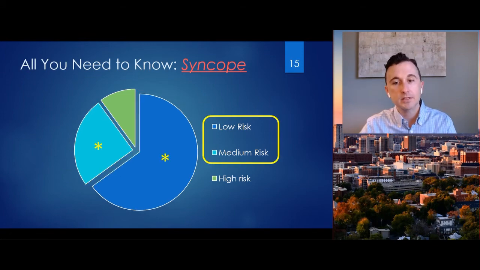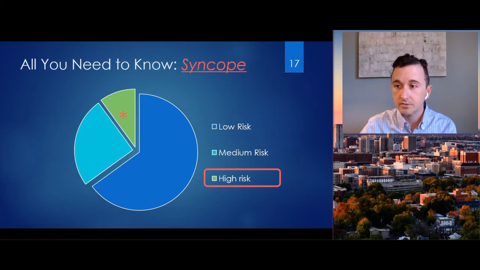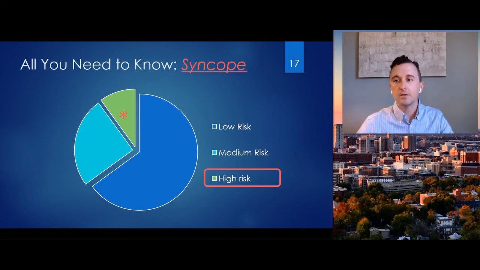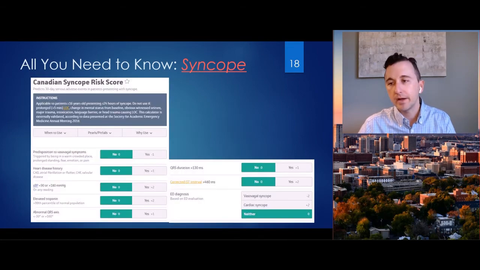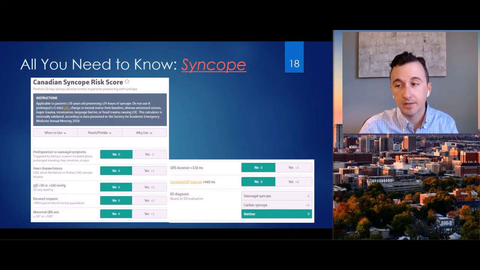So the question really is, how do we minimize the workup in these folks who fall in the low-risk and medium-risk categories and discharge them, while we are ensuring that these folks in the high-risk categories are getting the workup they need. Okay, so we know that risk stratification is essential. So how do we do that? Now, the easy way to risk stratify a syncope case is using the Canadian Syncope Risk Tool.